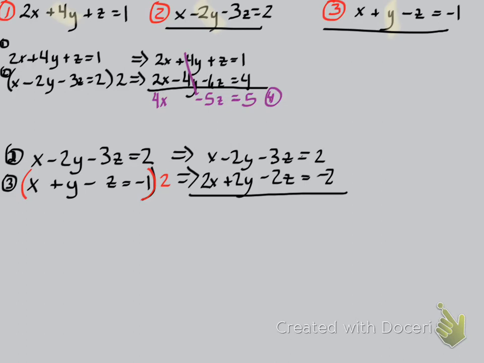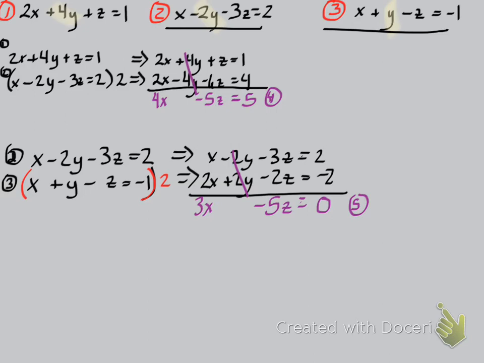And when I add these to cancel out, x plus 2x is 3x. Negative 2y plus 2y is 0y. Those cancel. Negative 3z minus 2z is negative 5z. And 2 plus a negative 2 is gone. Well, I can't leave that side blank, so I'm just going to fill it with the placeholder of a 0. This is my equation 5.